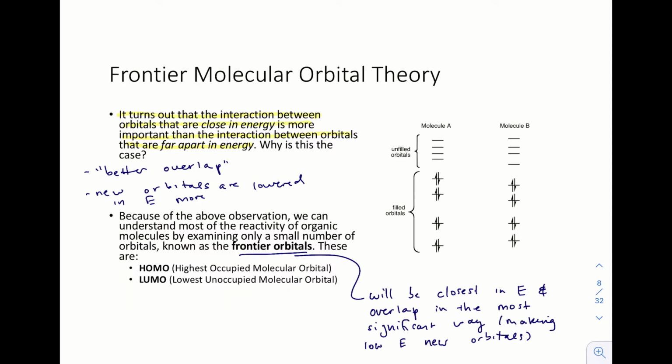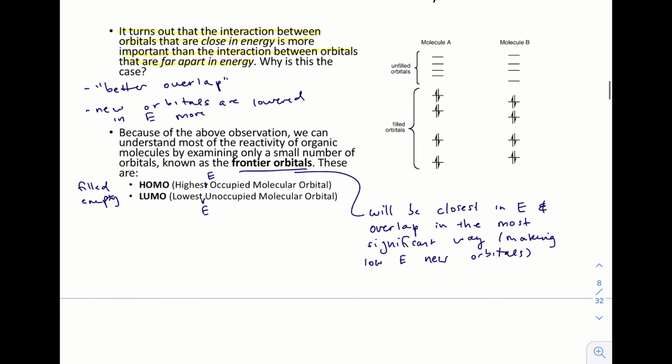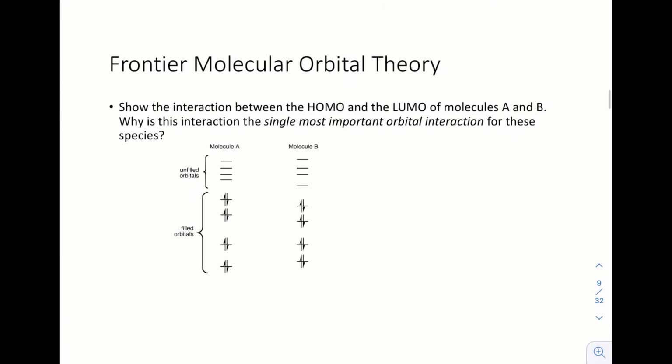The HOMO is the highest energy occupied molecular orbital, so it's filled, it has electrons in it. And the LUMO, the lowest energy unoccupied, so empty molecular orbital. Remember, we're talking about the filled, empty interactions because in those interactions, when the two new molecular orbitals are made, one is lower energy, one is higher energy, the electrons are lowered the most. Electrons are stabilized in this type of interaction. So our model suggests that we only need to consider the HOMO and the LUMO of molecules A and B.